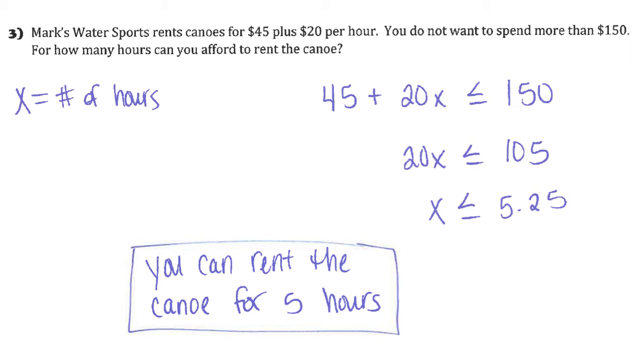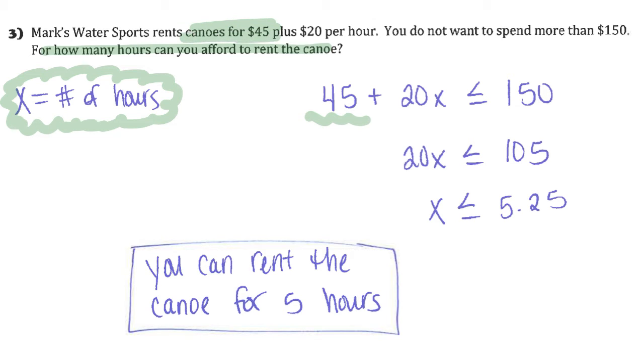All right, the third question here is talking about renting a canoe, and they're asking how many hours you can afford to rent that canoe. We're going to start off by defining that variable, and I used x for number of hours. So make sure you're setting that variable, whatever letter you use. Now in my inequality, I started with the 45 because we are renting a canoe for $45 plus, so I added on 20, but not just a 20, a 20x because it's $20 per hour.